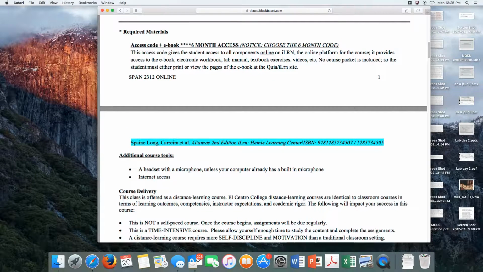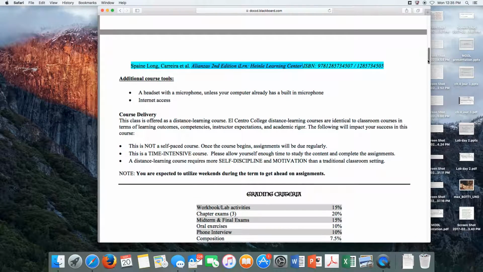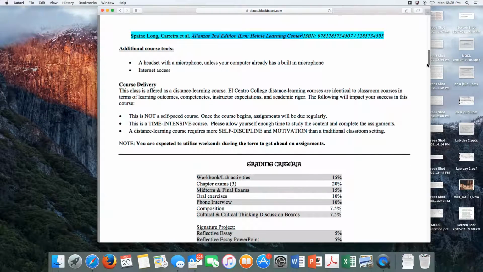The required materials for this course: you need to have a 6-month access to the textbook Alianzas, second edition, right? And it comes with the online workbook, which you will need to submit all of your homework. I will discuss how to do this in our next video. For this class, you will also need a headset with a microphone and internet access, because you will be speaking and submitting some recordings for me.